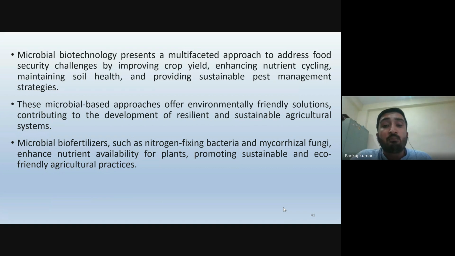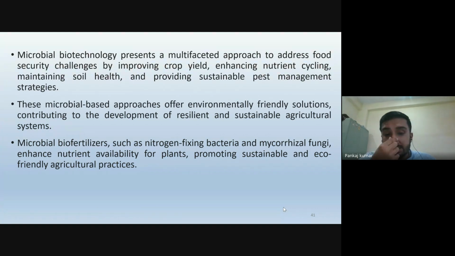So that with the help of biotechnology, we can target only the unwanted pests. So the wanted pests that are useful for the growth of the crop can be preserved. So sustainable pest management strategies can be helped with the help of microbial biotechnology. These microbial-based approaches offer environmentally friendly solutions, contributing to the development of resilient and sustainable agricultural systems.